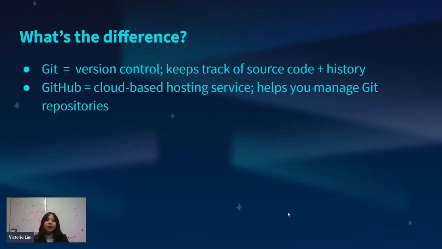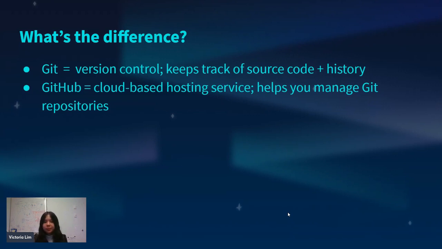You've probably heard of GitHub and Git, and you're probably wondering what the difference is between them. As mentioned before, Git is the form of version control, which keeps track of your code history, whereas GitHub is a cloud-based hosting service that oversees all your Git repositories. It's like a company hierarchy: GitHub would be on top, the cloud-based server, and Git would be within it.